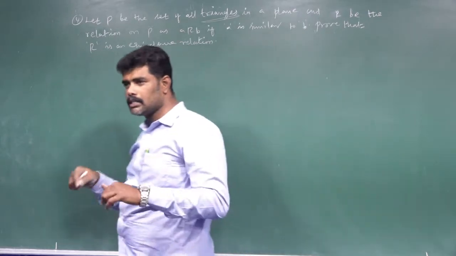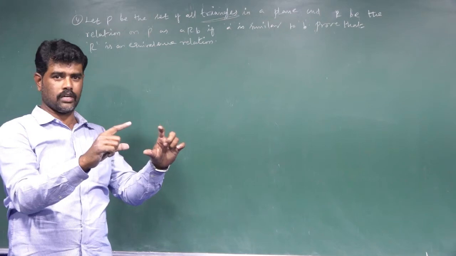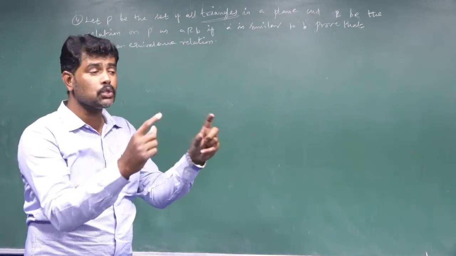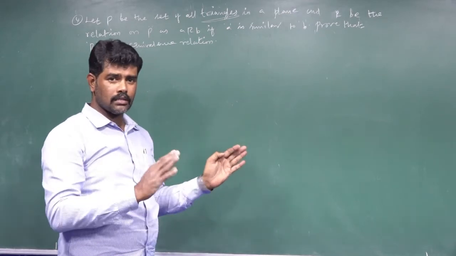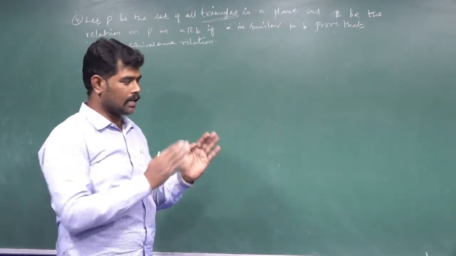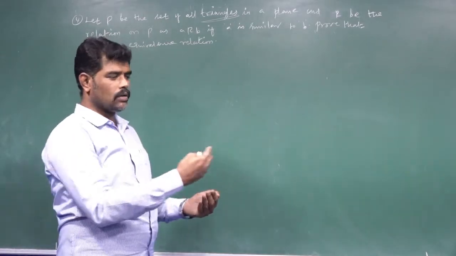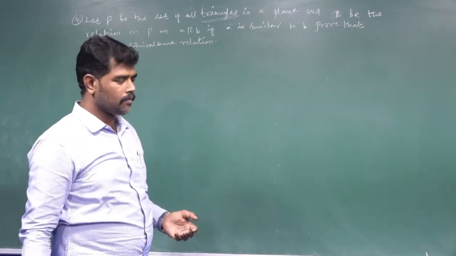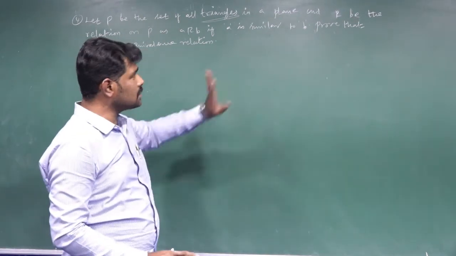But the relation condition is, if you are taking two triangles, they should be similar to each other. Triangle A, B means nothing but triangle names only. Triangle A, triangle B, triangle C, triangle D, like that, or else triangle 1, triangle 2, triangle 3, like that only. If you are taking two triangles, they will be similar to each other. That is the condition here.